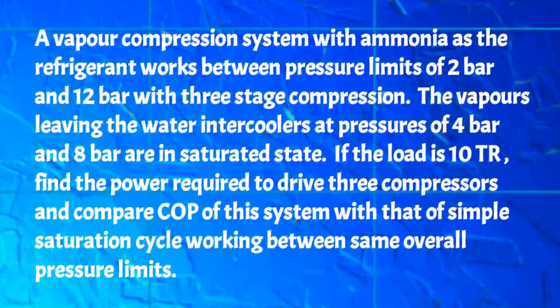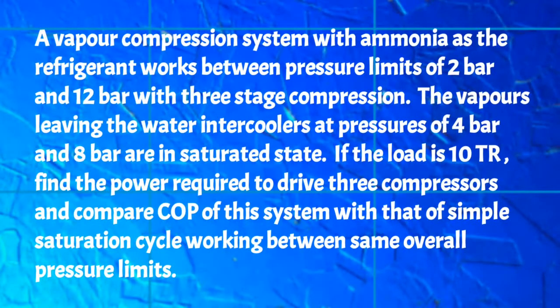A vapor compression system with ammonia as the refrigerant works between the pressure limits of 2 bar and 12 bar with three-stage compression. The vapors leaving the water intercoolers at pressures 4 bar and 8 bar are in saturated state. If the load is 10 tons of refrigeration, find the power required to drive the 3 compressors and the coefficient of performance of the system, and compare it with that of a simple saturation cycle working between the same overall pressure limits. So this was the given question.